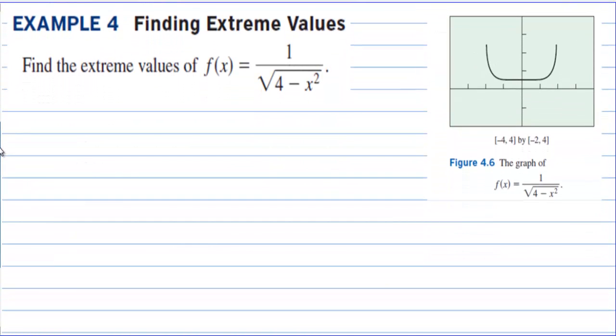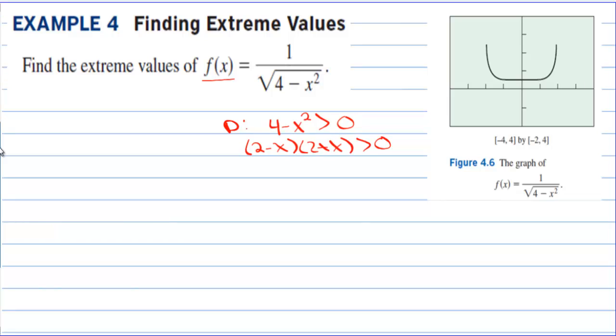Example 4, finding extreme values. Find the extreme values of f of x equals 1 over square root of 4 minus x squared. Let's start this one by finding the domain of f of x. The denominator can't be 0, and we can't take square root of negative values. So we have 4 minus x squared has to be greater than 0. If we factor this, we get 2 minus x and 2 plus x greater than 0.